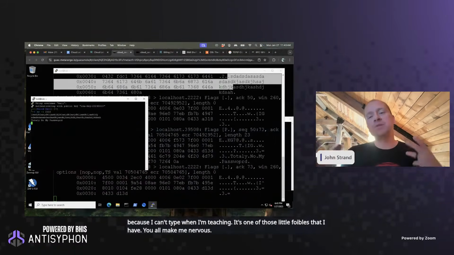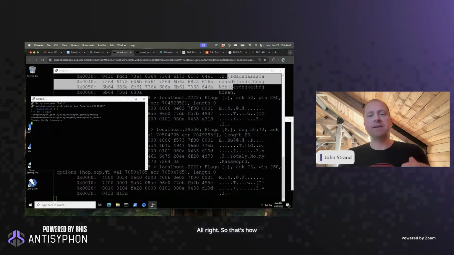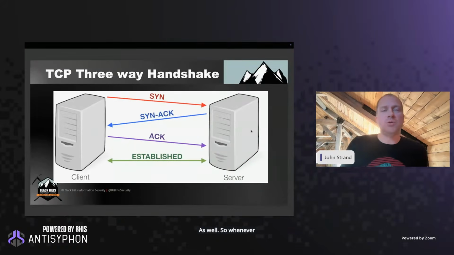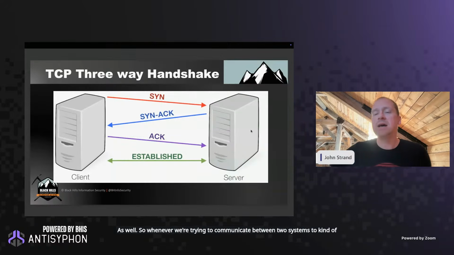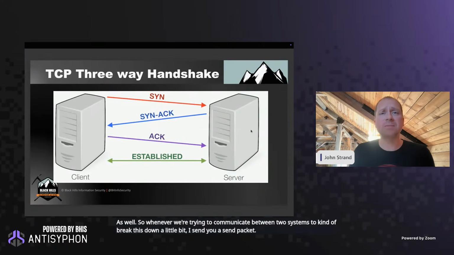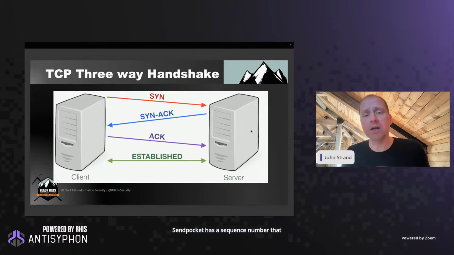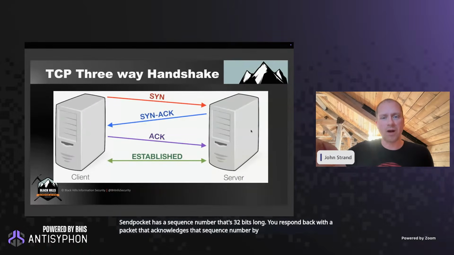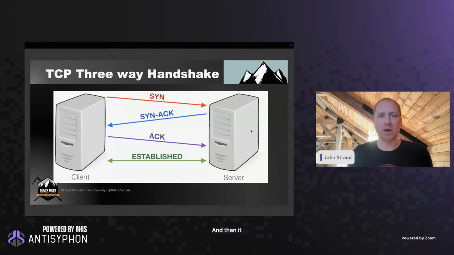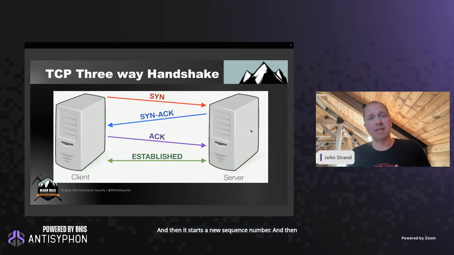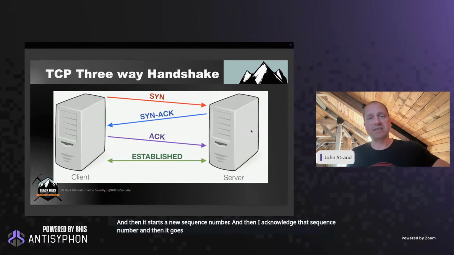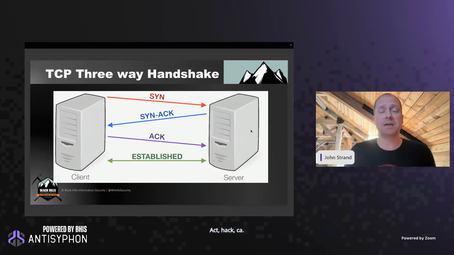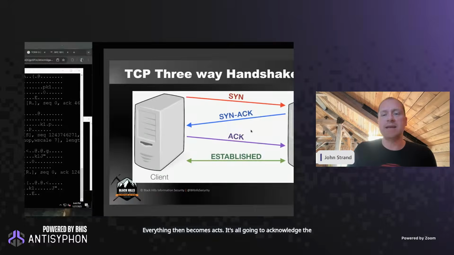All right. So that's how these packets are kind of keeping this information in sync with each other as well. So whenever we're trying to communicate between two systems, to kind of break this down a little bit, I send you a SYN packet. A SYN packet has a sequence number that's 32 bits long. You respond back with a packet that acknowledges that sequence number by incrementing it by 1, and then it starts a new sequence number, and then I acknowledge that sequence number, and then it goes through. So we have SYN, SYNACK, ACK, ACK, ACK. Everything then becomes ACKs. It's all going to acknowledge the amount of data that was received.